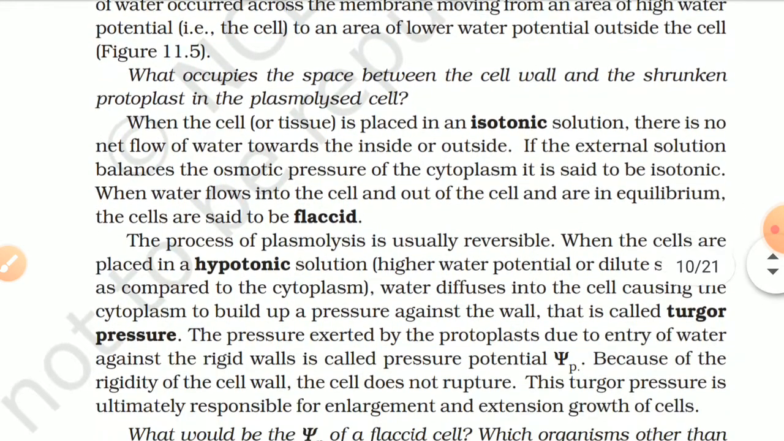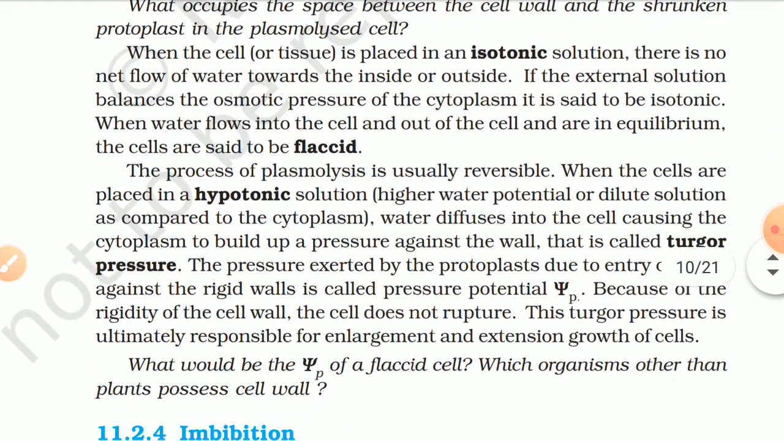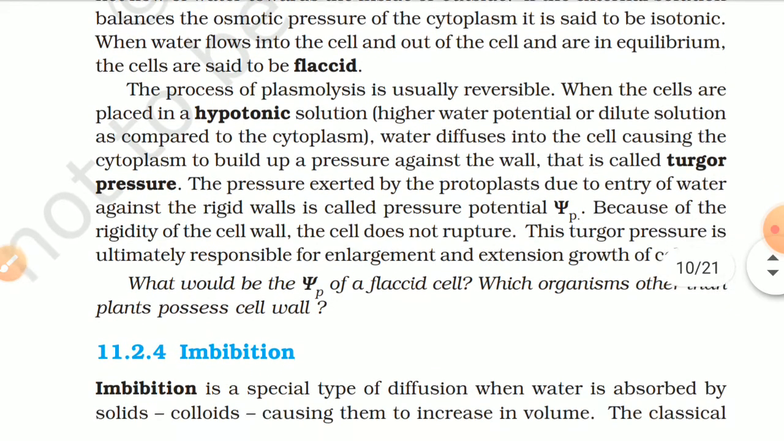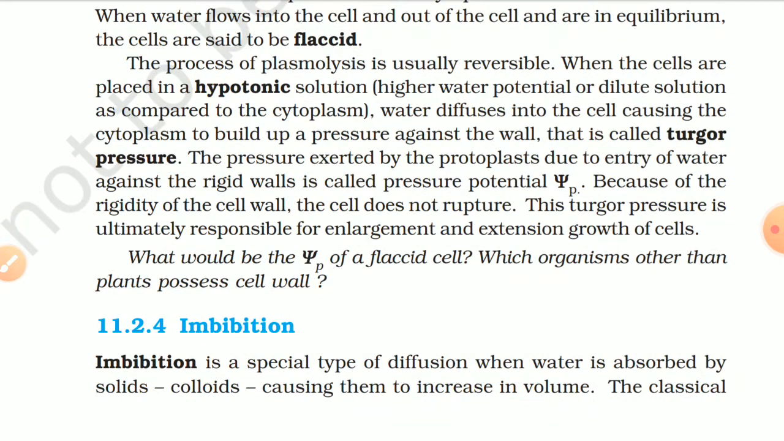When the cell or tissue is placed in an isotonic solution, there is no net flow of water towards the inside or outside. If the external solution balances the osmotic pressure of the cytoplasm, it is said to be isotonic. When water flows into the cell and out of the cell and is in equilibrium, the cells are said to be flaccid. The process of plasmolysis is usually reversible when the cells are placed in hypotonic solution, higher water potential or dilute solution as compared to the cytoplasm.